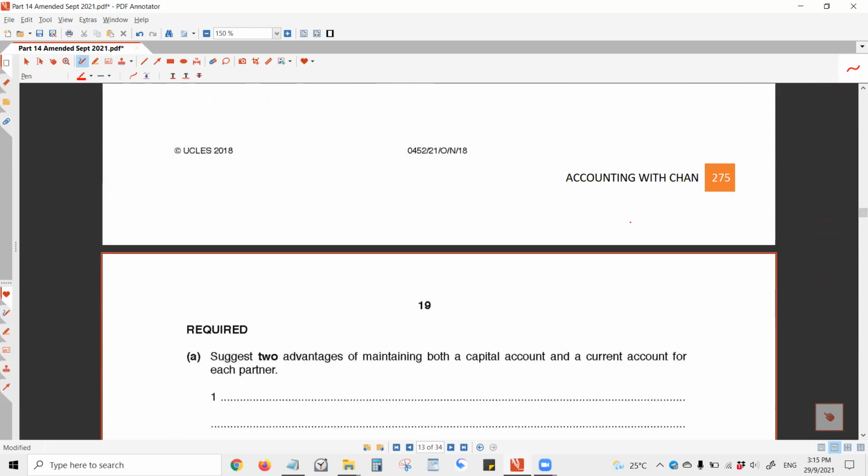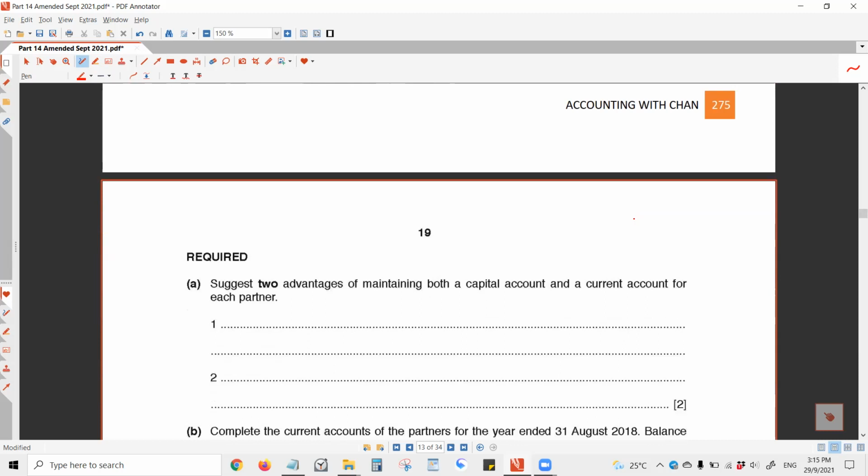Okay, look at page 276. Suggest 2 advantages of maintaining both a capital account and a current account for each partner. Is this the same question as the one you saw just now? Yes, same question, but phrased differently. So just copy and paste the answers into here. Why I show you the same question is to show you how frequently it comes out in the exam. Very frequent. A very common theory question. You copy and paste yourself if you want.